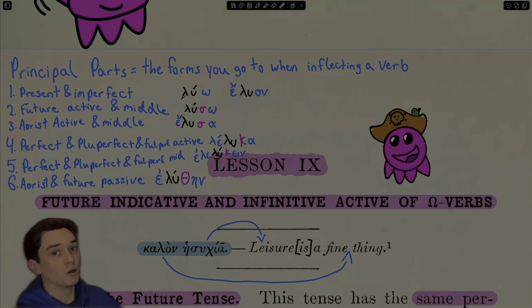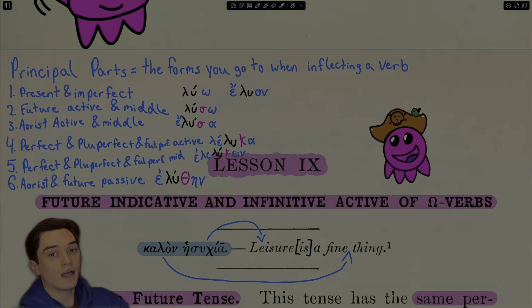The first principal part takes the root, and it doesn't add anything to it. However, once you have your root set, you add the endings for your inflection. So when you want to say I, you add this omega. And when you're in the imperfect, you add an augment, and then you have your secondary tense ending. Your second principal part is for the future active and middle. Here, for your future, add a sigma.